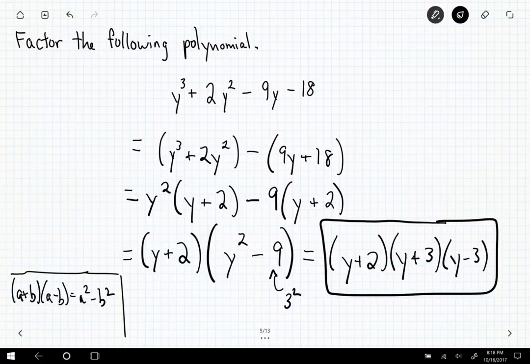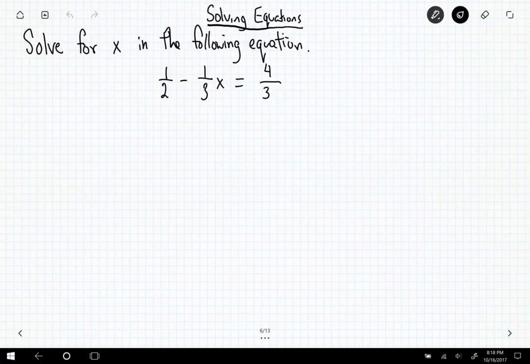Okay, moving forward to that next question. Let's take a look. We want to start solving equations now. So solve for x in the following equation. What's happening here? So we have 1/2 minus 1/3 x equals 4/3. Now, if you take a look at this, it might look scary, and the main reason people say it's scary is because you see a fraction. And there's a simple way to take care of that, and it's just finding a common denominator.